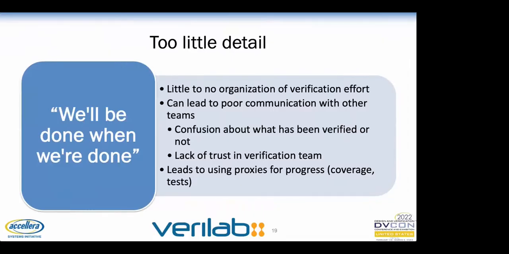If nothing is given to the project manager to use for progress tracking, they will often come up with something on their own. Sometimes this is the number of tests finished, sometimes it's some sort of manual methodology that doesn't take into account how verification works. Sometimes this is a proxy for progress, like a coverage number.